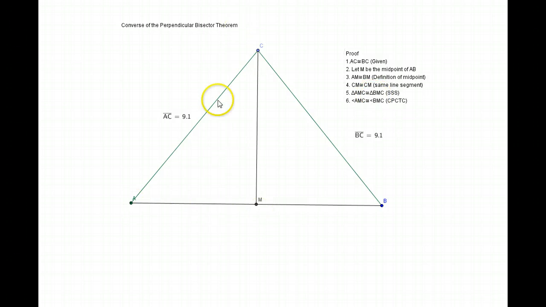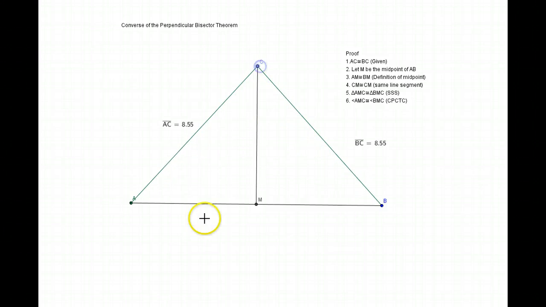So we show that triangle AMC is congruent to triangle BMC by side, side, side, which means that angle AMC is congruent to angle BMC by CPCTC. And to prove that it is a perpendicular angle, we have to show that there is no distance that is going to be shorter from C to the line than it is from C to M. So no matter how close I put C, I'm always going to have the shortest distance. So this has to be a perpendicular angle. So therefore, that's the converse of the perpendicular bisector theorem, that C would have to be on the perpendicular bisector in order for this to be true.